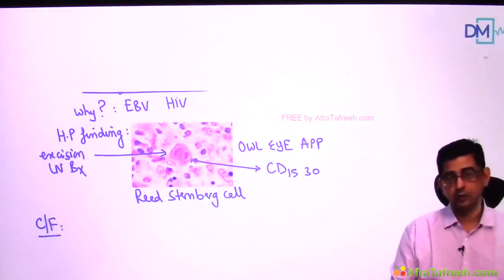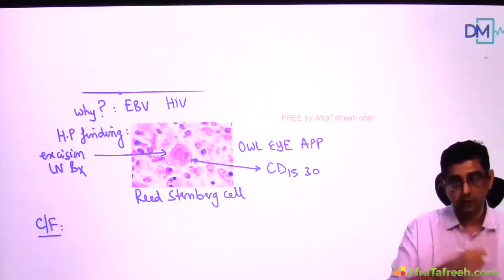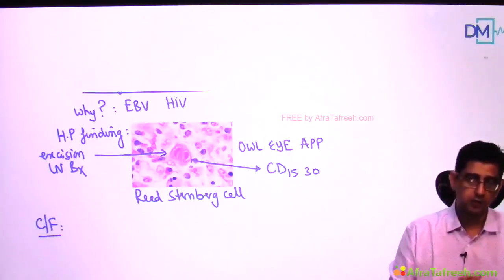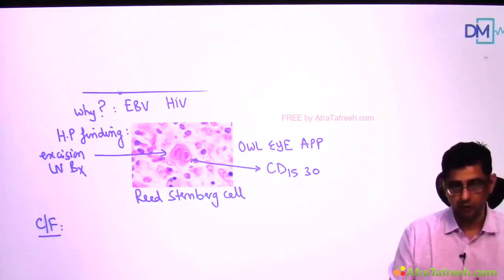This disease has a bimodal age of distribution. What I mean by bimodal age of distribution is that it will be seen either in young patients or in old age patients. So usually we get a spike around 15 to 35 years of age, and then in relatively older patients.